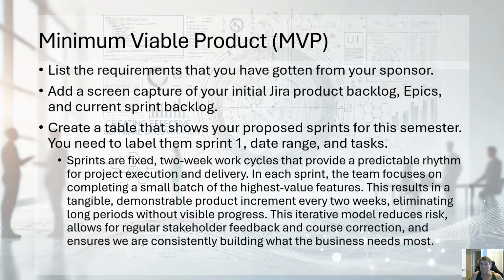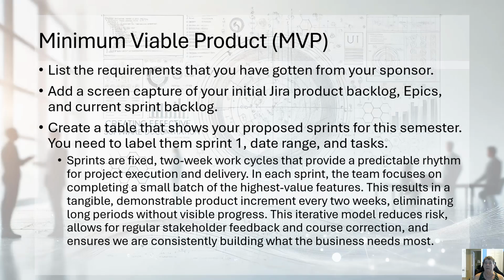So we want some sort of a minimum viable product. And I know at this point, like I said before, it's ever evolving. So just list the requirements that you have so far. Add a screen capture of your initial JIRA backlog, epics, and current sprint backlog. And then you have to have some sort of a sprint.